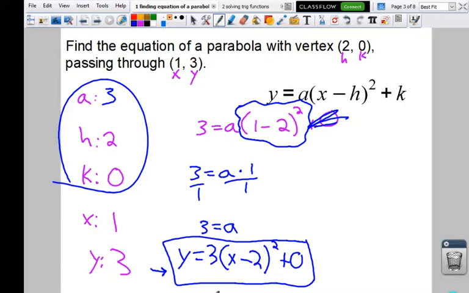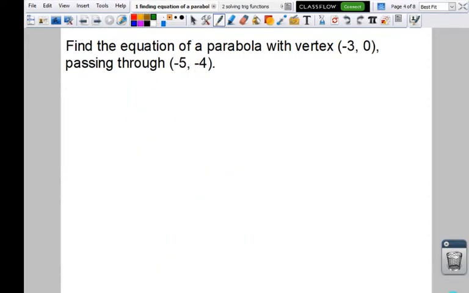Alright, so we're going to do another one, but you guys are going to help me out. We're going to find the equation of a parabola with vertex at negative 3, 0, passing through negative 5, negative 4. Write down my equation.